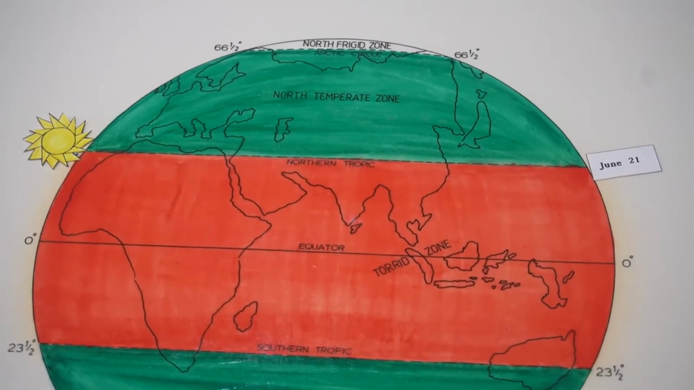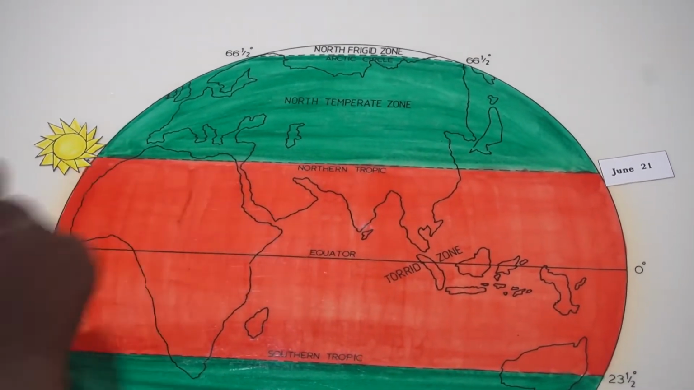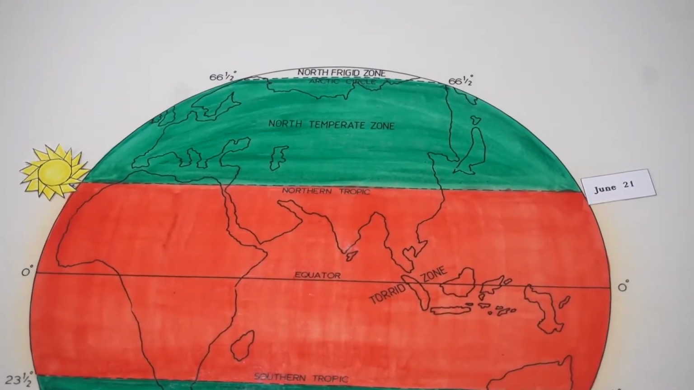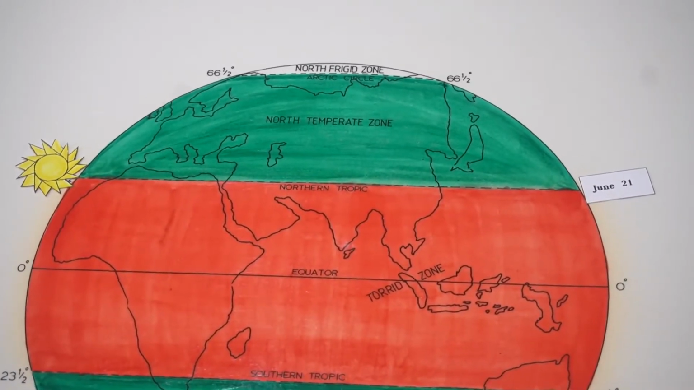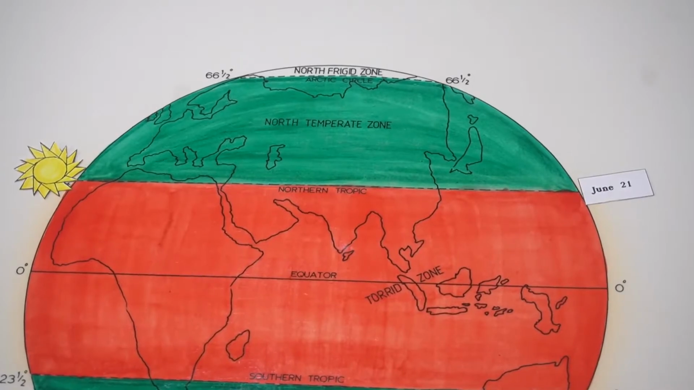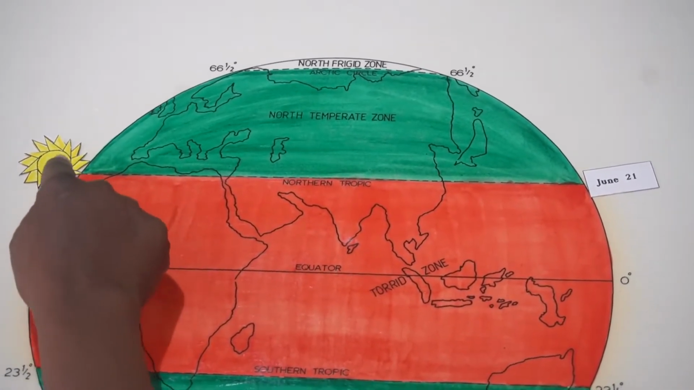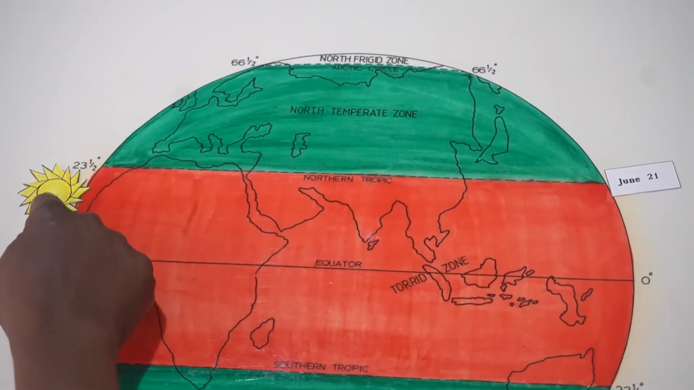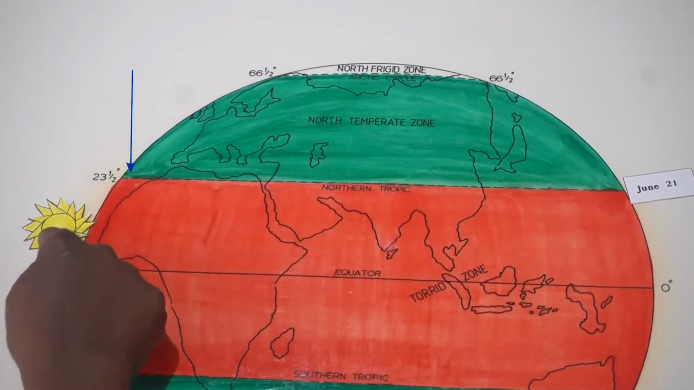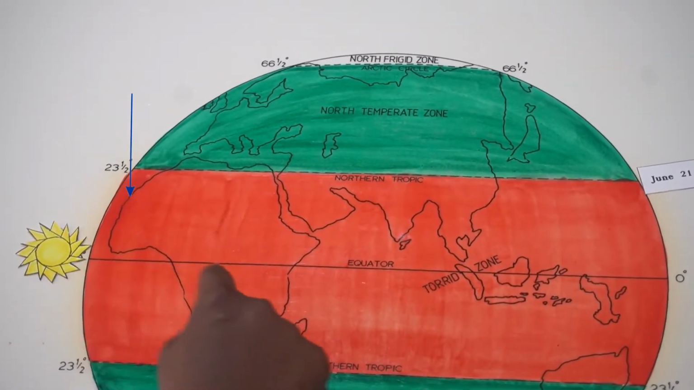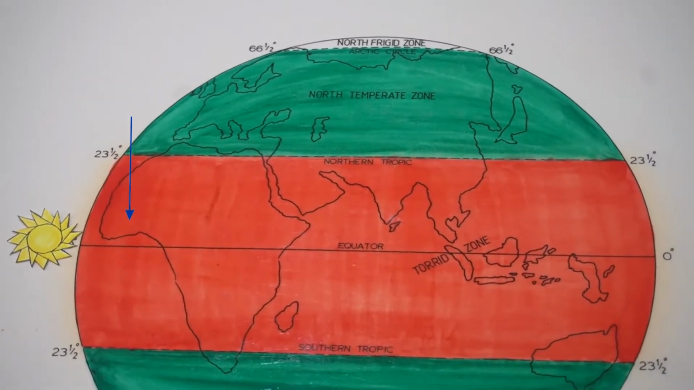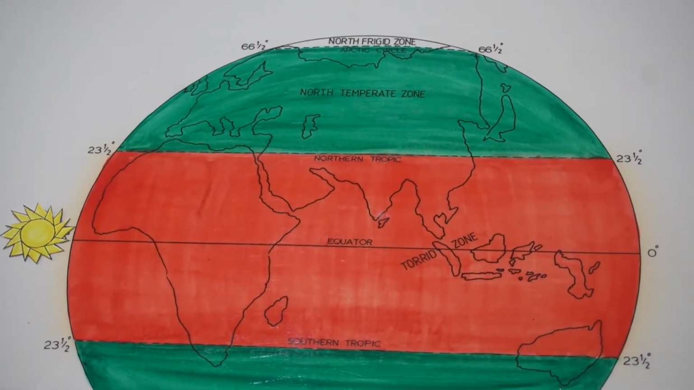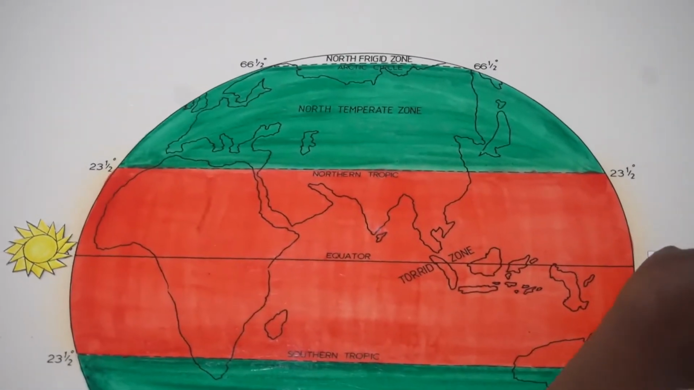But those perpendicular rays don't stay at the Tropic of Cancer. After June 21st, those perpendicular rays start to move to the south, further and further. So the perpendicular rays after June 21st begin to move to the south, moving further and further to the south until they get to the equator. Now it is September 22nd.